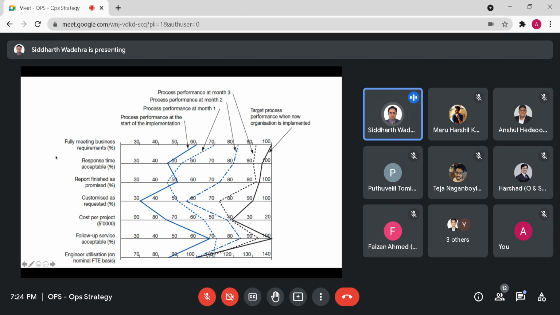So you have whether or not the particular process meets a business requirement, whether the process response time is acceptable in terms of percentage. At the start, maybe it is at 60%, and this one's at an acceptable percentage of 50, and then you have a report finished as promised, maybe at 50, and so on and so forth. And then you track the same performance in month 1, month 2, month 3, and you have a target performance for when a new process is finally optimized to its acceptable limit.